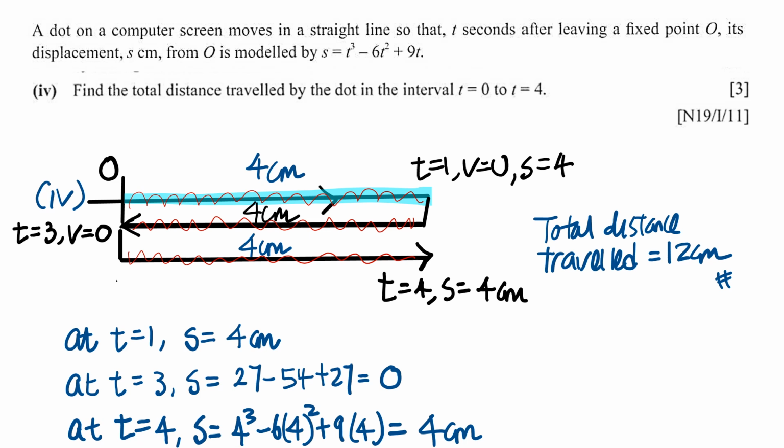You can just do it: 64 minus 6 times 4 squared, which is 16, plus 9 times 4. You can use a calculator to work that out. You will get 4 centimeters, which is the wrong answer, because you didn't take into consideration the turning points. So the correct one is the one I've just explained to you how to find.